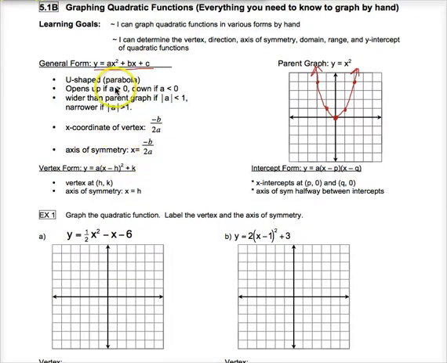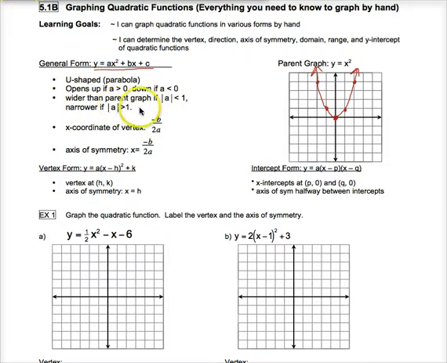Obviously the shape, it's still a parabola. Anytime you see the highest exponent as a 2, that means the degree is 2, that's going to be quadratic, it's going to graph as a parabola. If a is bigger than 0, or if it's positive, it's going to open up. You discovered that with the a value when it was in vertex form on your exploration activity. If a is less than 0, then it is going to open down.